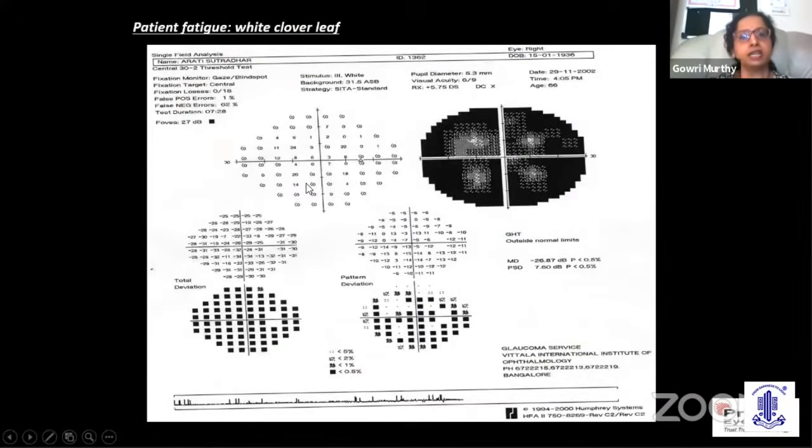So this is another printout where you can see that the first 4 points, usually the field starts testing at these 4 points first, 1, 2, 3, and 4. So the 4 points the patient has responded to a certain extent, and afterwards he or she has not responded at all. So you have all zeros, and you can see the false negative is almost 62%. So this is a white clover leaf, which indicates that the patient is fatigued or not able to understand how to do the test properly.